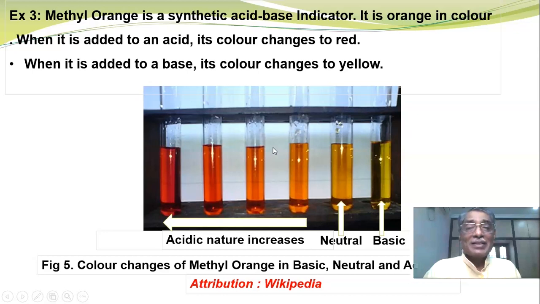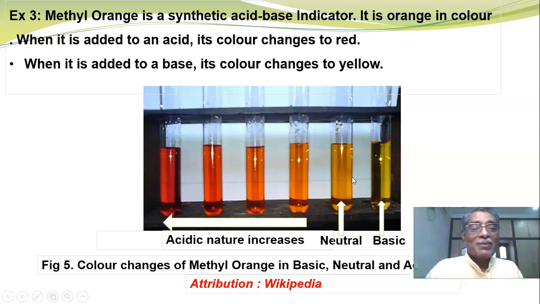Now let us consider another acid-base indicator, that is methyl orange. It is orange in color originally, but when it is added to an acid, its color changes to red. And when it is added to a base, its color changes to yellow. Now look at this figure. Here, methyl orange is added to a solution and the color is yellow. What does it infer? The solution is basic.